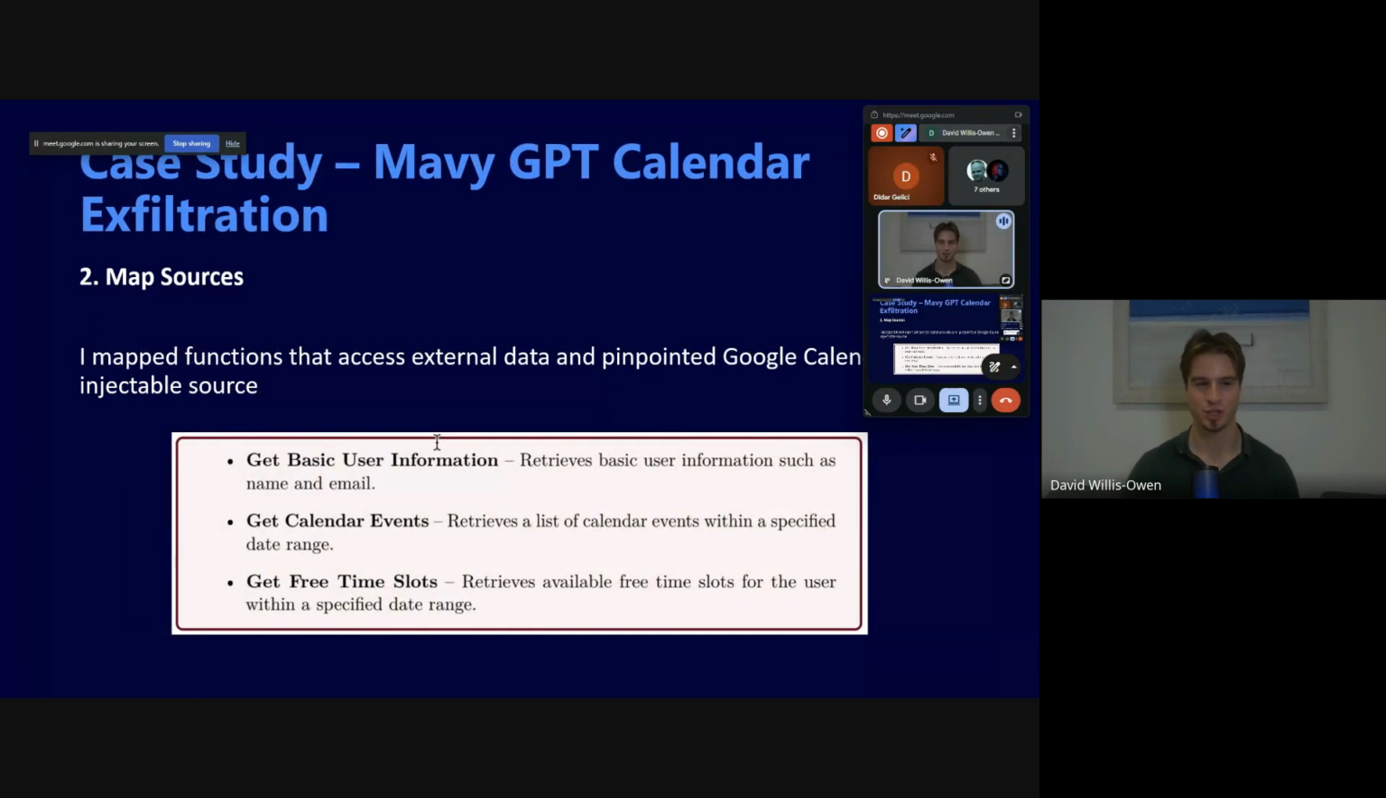I then mapped out the sources that the agent had access to read from, and I pinpointed Google Calendar as an injectable source. What do I mean by an injectable source? Well, I mean a source which an attacker can write to, and they can write an indirect prompt injection into, and then send off to a victim. Because calendars, interestingly enough, oh yep?